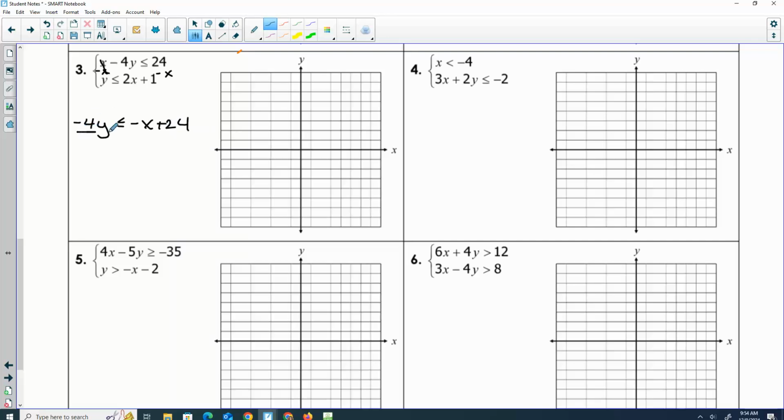Then we have to divide by negative 4. With an inequality, if you divide by a negative, what happens? Okay, so I get y is greater than or equal to. Negative 1 over negative 4 is positive 1/4. 24 divided by negative 4 is negative 6. So we start at negative 6. Slope is 1/4, so up 1 over 4, or you could go down 1 and left 4. Solid or dashed? Solid, because this one has an equal to.